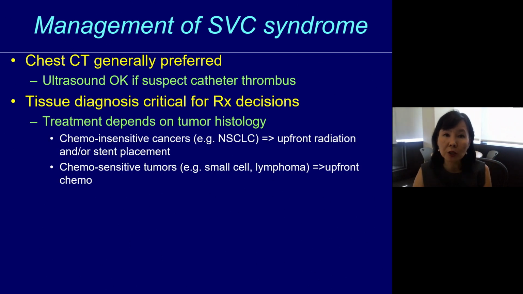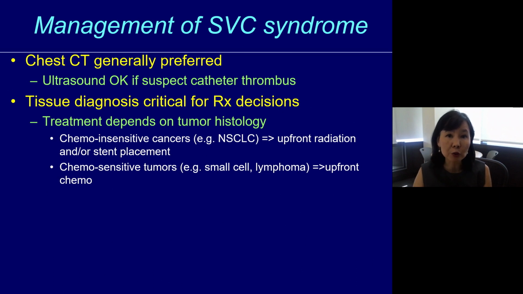And as I show here, chemo-insensitive cancers, so ones like non-small cell carcinoma, those actually get upfront radiation, and we would potentially consider stent placement sooner rather than later, whereas someone with chemosensitive tumors, such as small cell lung cancer or lymphoma, those really would be upfront chemotherapy because they respond very well.